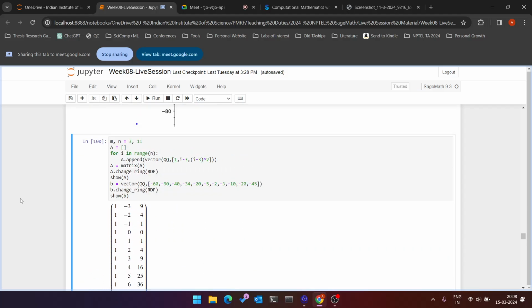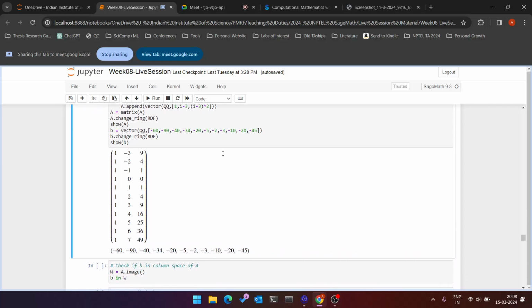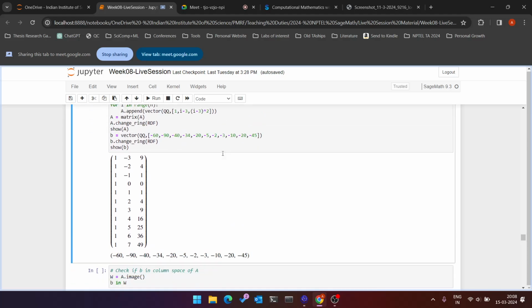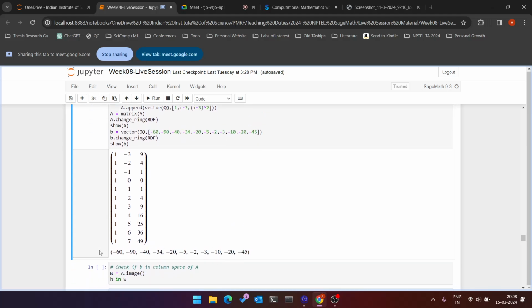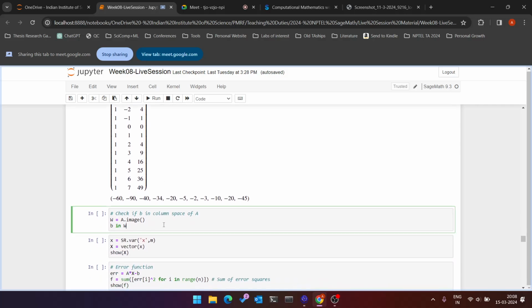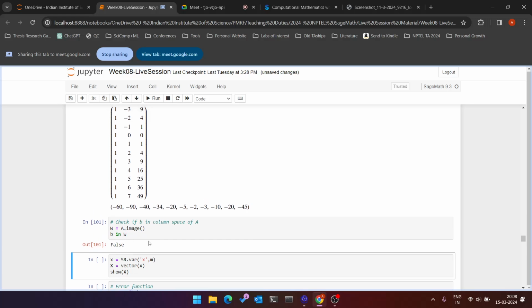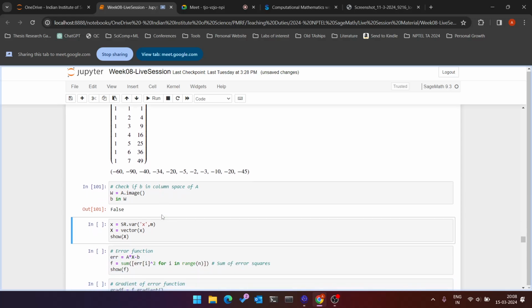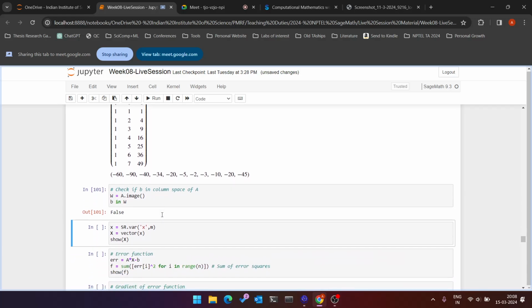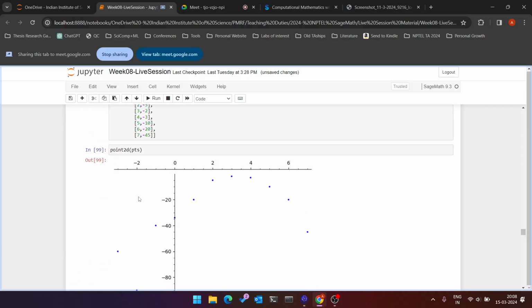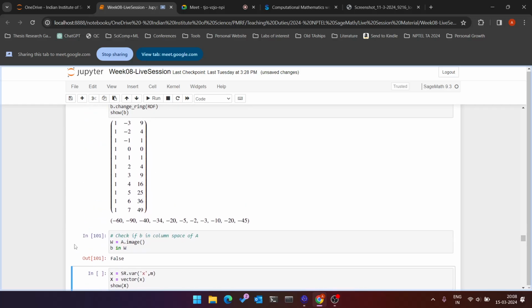if a unique or best solution does exist, we expect this vector B to belong to the column space of A. To check that, a good idea is to test it. So this returns false, which means that this particular vector B does not belong to the column space that we have here.